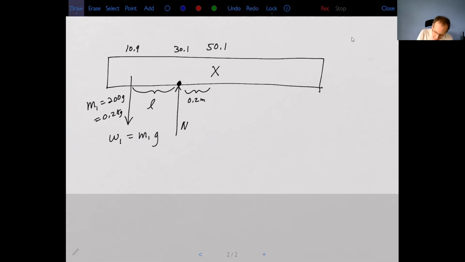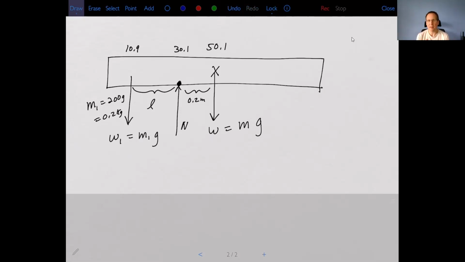And then I have another weight, which is now the weight of the meter stick itself. So where do I draw that vector? Well, I would draw it acting at the center of mass. So I'll just call this W. And this is equal to the mass of the meter stick, which we don't know, we're trying to predict that, times g. Right, so I have 3 forces acting.